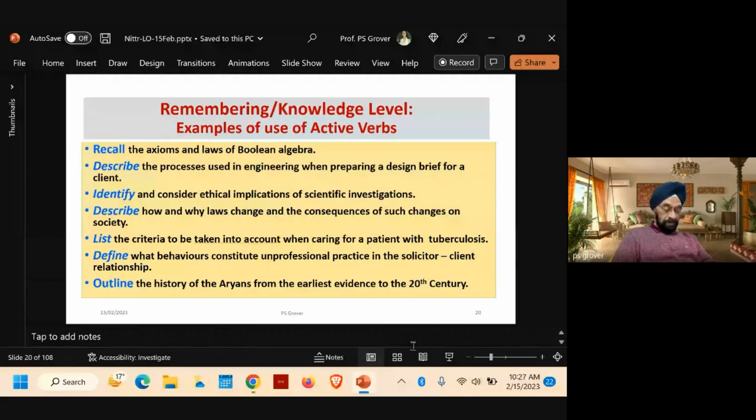Now, here are the examples of active verbs corresponding to learning outcomes for the levels remember and knowledge. So when I say recall, just recall the axioms and laws of Boolean algebra. There is no question, nothing else. Just remember, outline and define. I have highlighted these in different colors to indicate that in order to design the learning outcomes which emphasize the domain at the lower levels, remember and knowledge, we should use these verbs. These verbs are from this table.